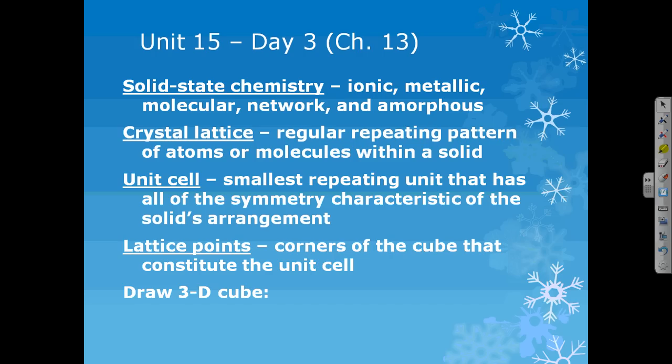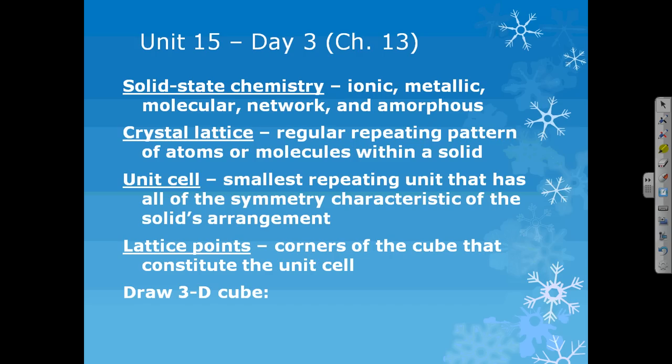All of those solids in some way are going to make some form of crystal lattice, some sort of pattern in which there's some repeatable unit. And that's what the unit cell is called. You can see up here it says unit cell. It's the smallest repeating unit that has all of the symmetry characteristics of any solid's arrangement. If you think back to tessellations in math, that tessellation piece is the same every step of the way. That's the exact same with the unit cell.